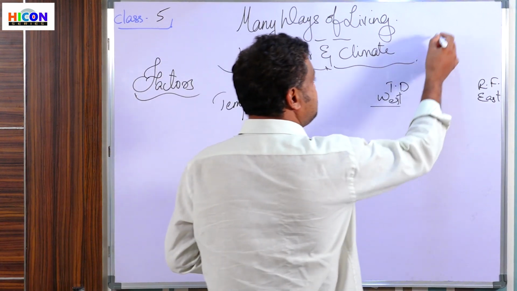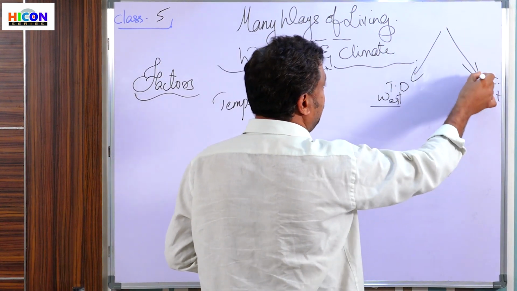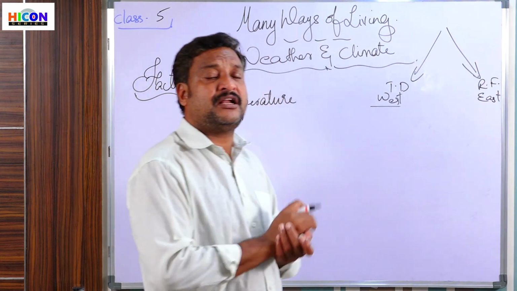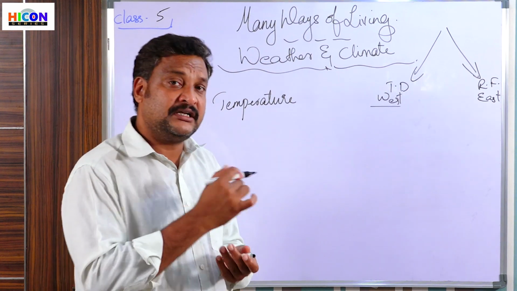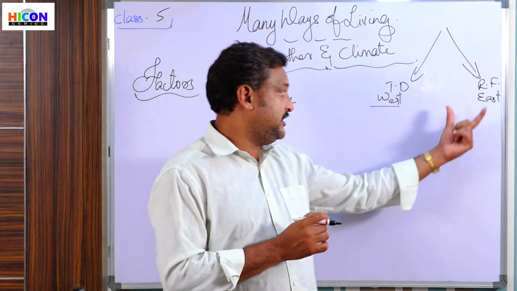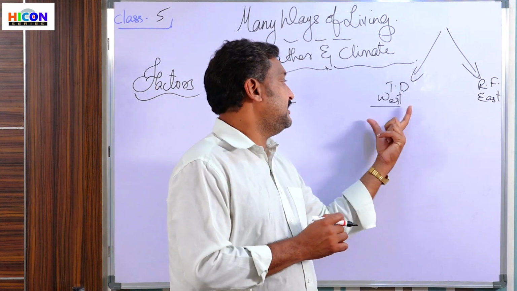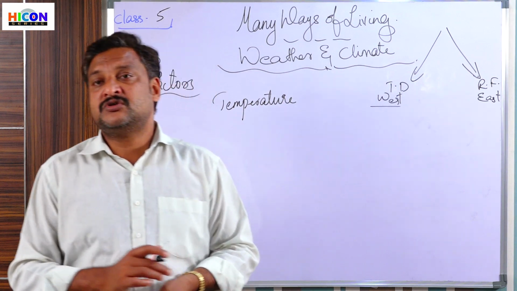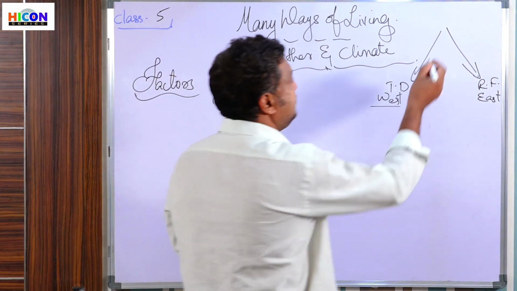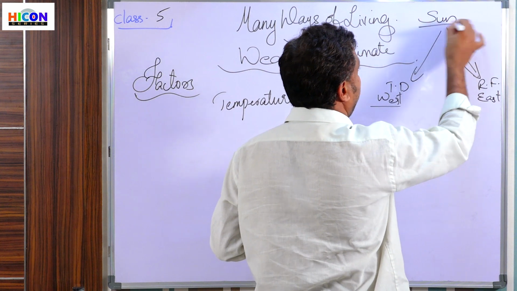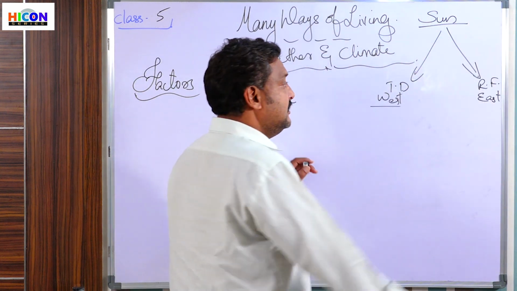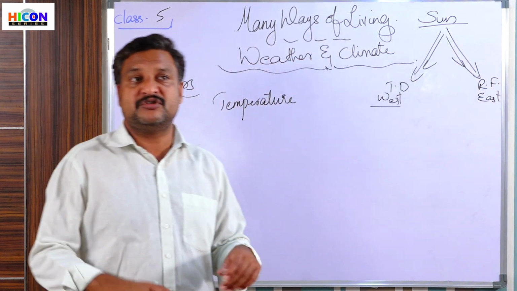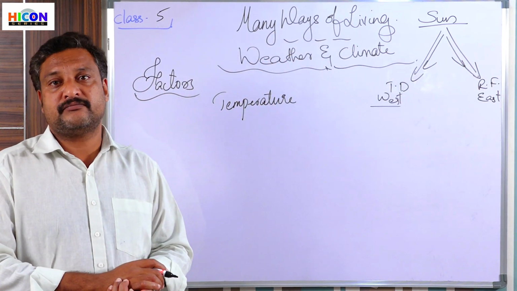So, if the distribution of heat is the same in both these places, then will there be such a huge change in the climatic conditions, the weather conditions over there? One is a very thick forest region, and the other is a very dry desert region. Okay, so even though the sun is the major source of heat and light as far as the earth is concerned, the distribution of heat and light is not the same in different places, right?